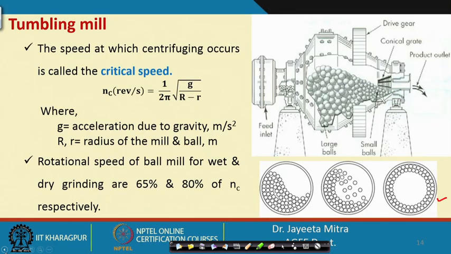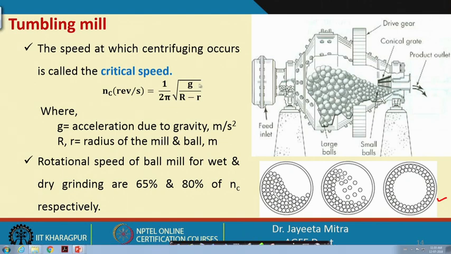So, that is called the critical speed, denoted as NC in revolutions per second, that is equal to 1 by 2 pi into root over g by (R minus r), where g is the acceleration due to gravity in meter per second square, and capital R and small r are the radius of the mill and the ball in meter.